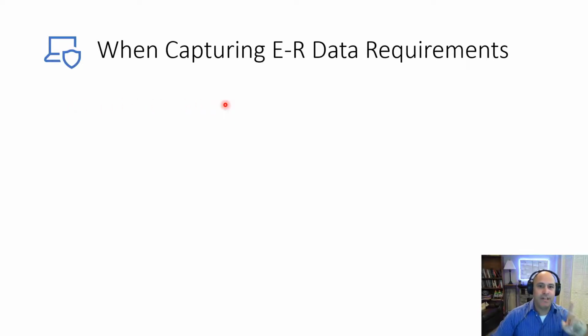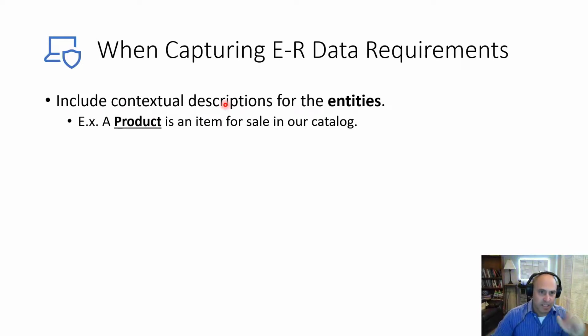When capturing your ER data requirements, include contextual descriptions of the entities. That is, explain what a product means. A product is an item for sale in our catalog, right? If you don't know, ask. So during the interview process with key stakeholders, I might hear the word payment. And I'll say, can you define what payment means to you?